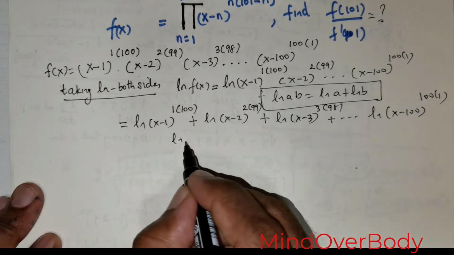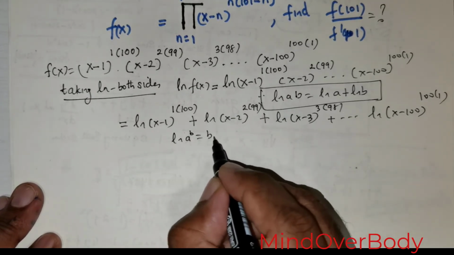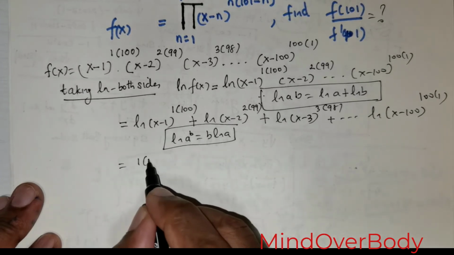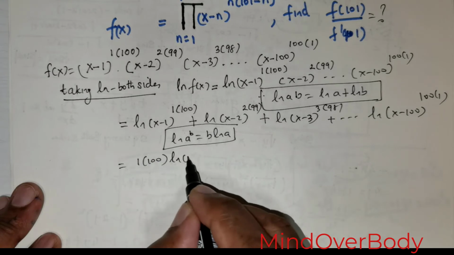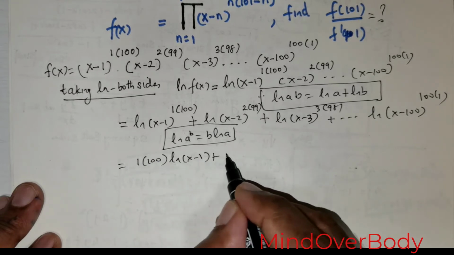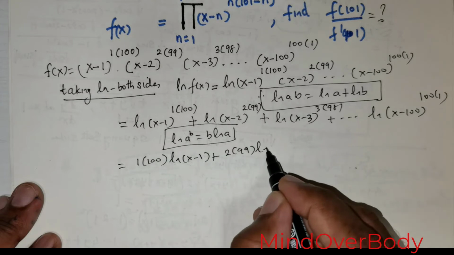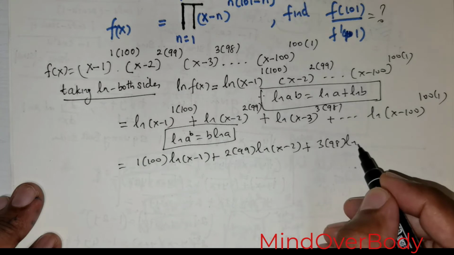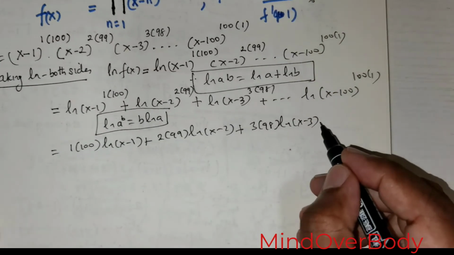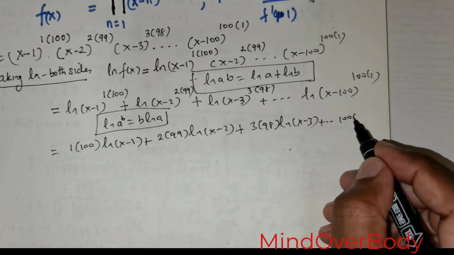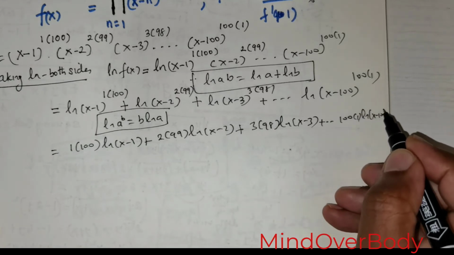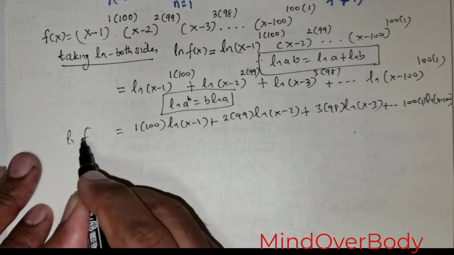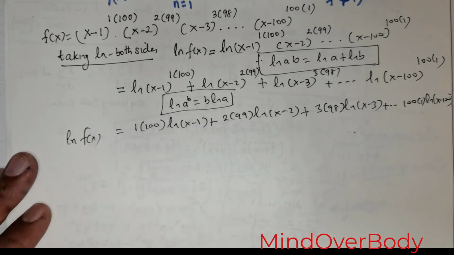Now we have another formula: ln of a raised to the power of b is b times ln a. So by that I can rewrite this as 1 times 100 ln of (x-1), plus 2 times 99 ln of (x-2), plus 3 times 98 ln of (x-3), etc., 100 times 1 ln of (x-100), is equal to ln of f of x. So this is what I got.